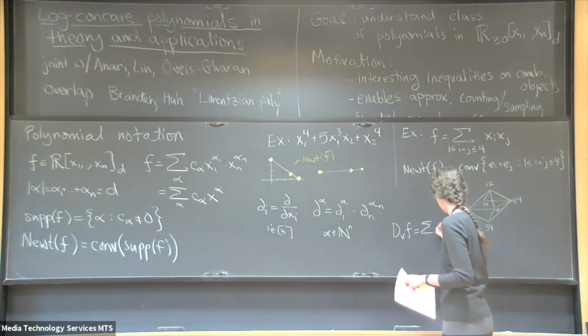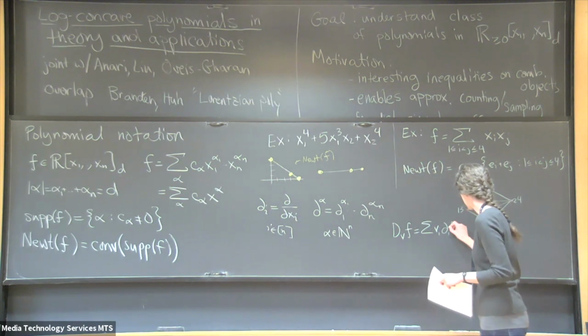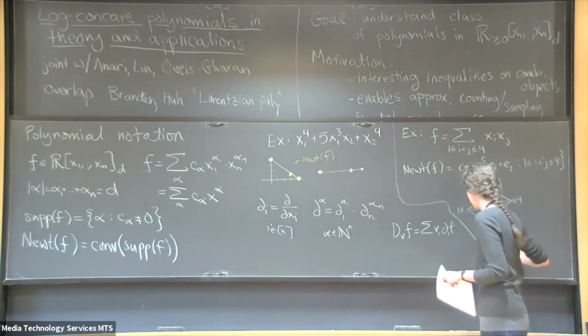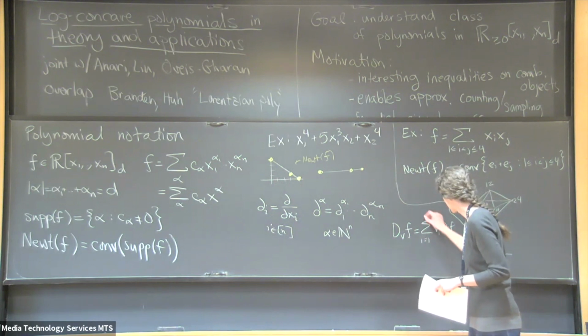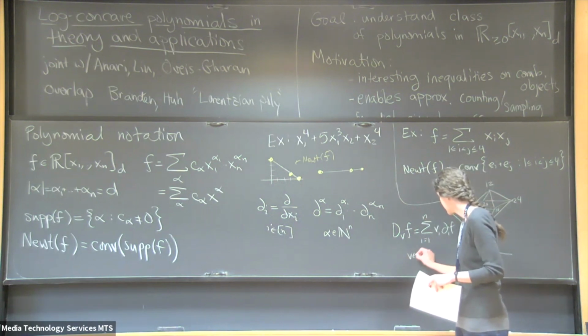So first, I take some vector v, and the sum over i from 1 to n of the b_i times the partial derivative.